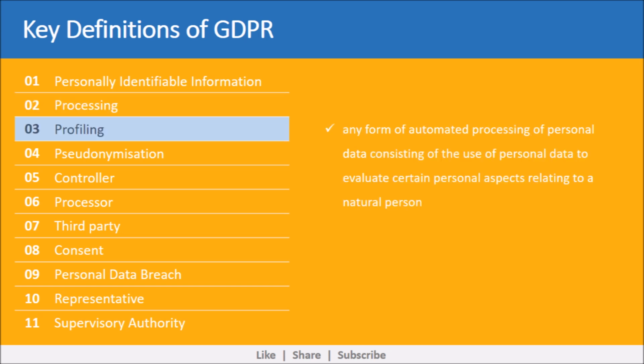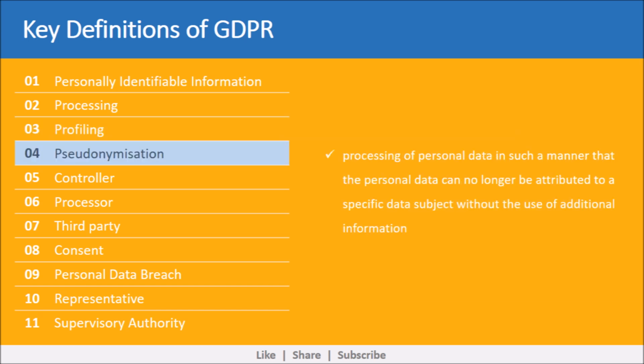Next we have profiling. Profiling is any form of automated processing of personal data consisting of the use of personal data to evaluate certain personal aspects relating to a natural person. This is a process to analyze or predict aspects concerning that natural person's performance. Next we have pseudonymization. This is one of the most important terms.